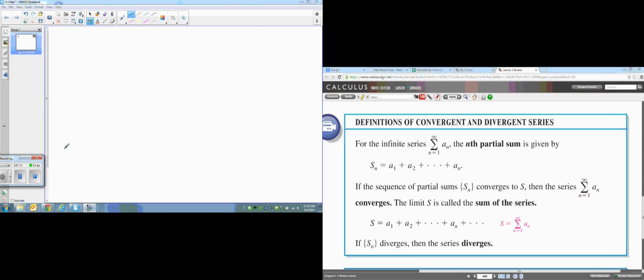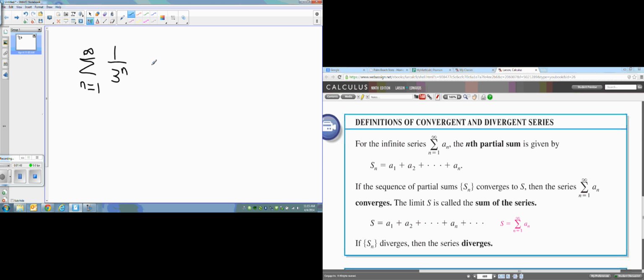Now if the sequence of partial sums Sn diverges, then the series also diverges. So let's take a look at a few examples of what we're talking about here. For instance, look at this series that starts at n equals 1 and goes to infinity, of 1 over 3 to the nth power.